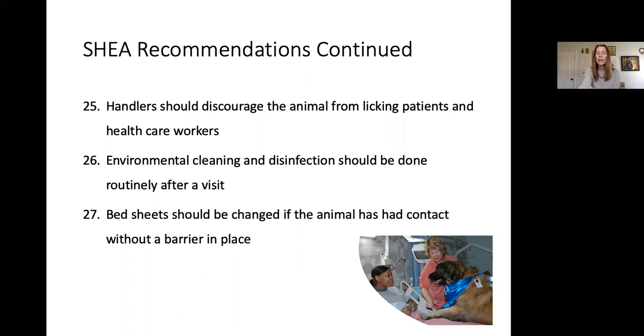And once a contact has occurred or a therapy animal program has happened, you want to make sure that cleaning services are scheduled and that the space remains clean and safe. And finally, if an animal got onto the bed or had contact with bed linens without a protective barrier, it'd be a good idea to go ahead and change those bed sheets. So those were some of the highlighted recommendations.